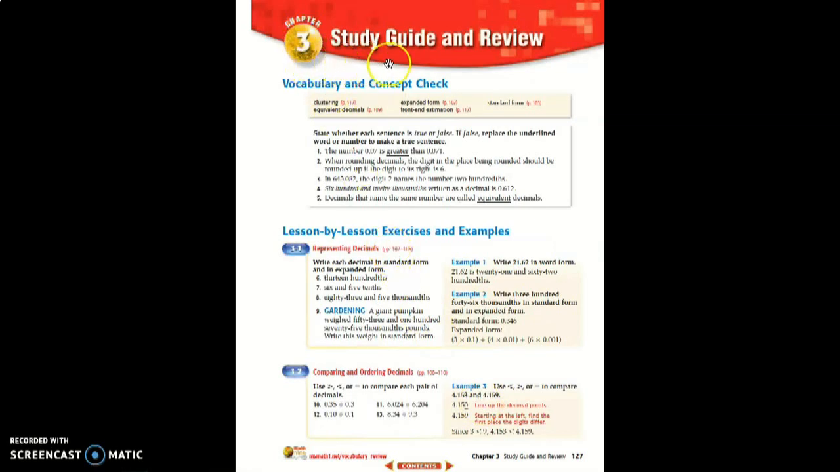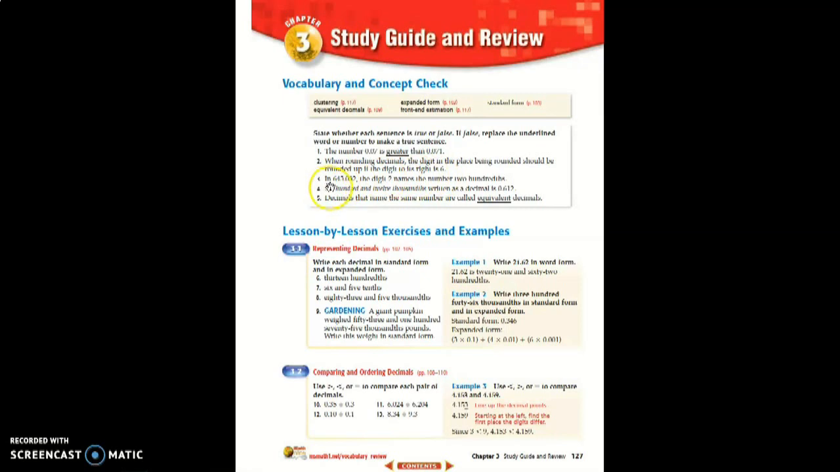Chapter 3. Study, quiz, and review. Vocabulary and concept check. State whether each sentence is true or false. If false, replace the underlined word or number to make a true sentence. 1. The number 0.07 is greater than 0.071. 2. When rounding a decimal, the digit in the place being rounded should be rounded up if the digit to its right is 5 or greater.